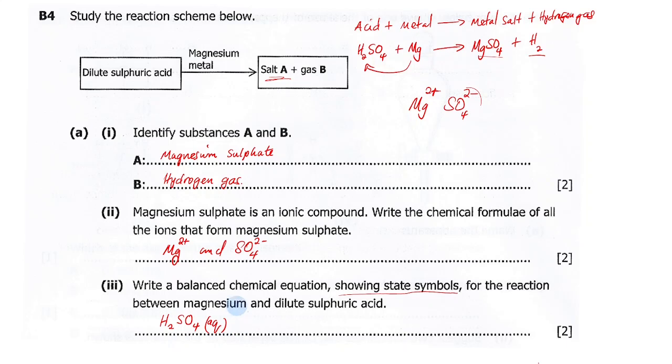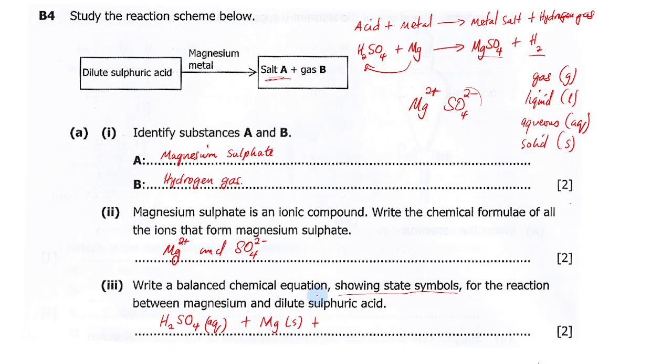So this one becomes aqueous. There are 3 state symbols we use in equations, I mean in chemistry: we have liquid, which is represented by L for water, and then we have aqueous, which is represented by aq, and then we have solid, which is represented by S, and then we have gas, which is represented by G. So aqueous means something was dissolved in water, not water alone. So now plus, magnesium is a metal. So you write magnesium as a metal, and it should automatically be solid, represented by S.